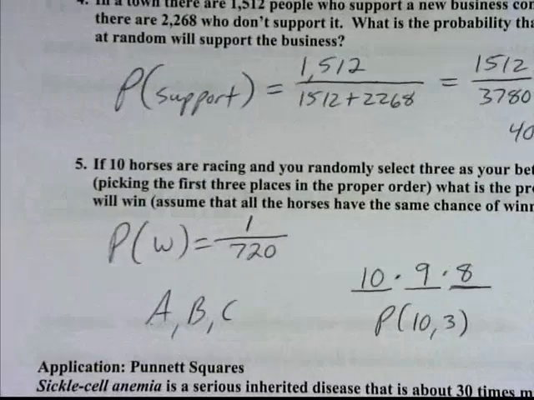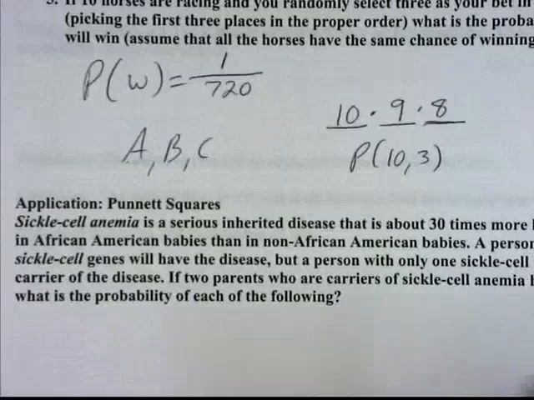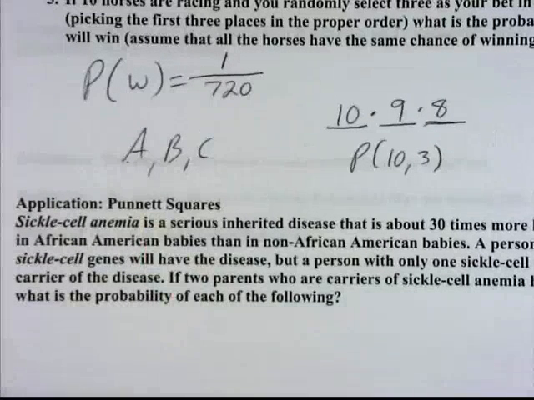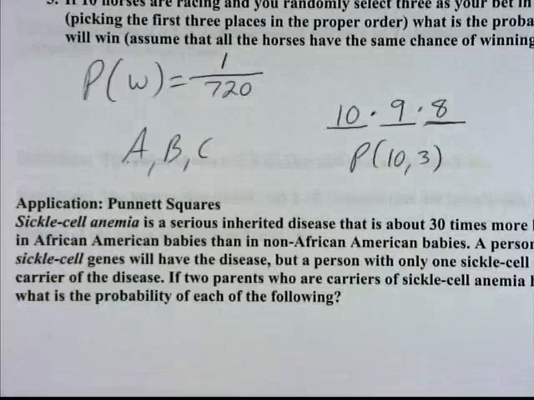Now our last example is one that you could see in a biology class if you took one. And it's something called Punnett squares, which is used when you're looking at genetics and those sort of things. And it says sickle cell anemia is a serious inherited disease that's about 30 times more likely to occur in African American babies than in non-African American babies. A person with 2 sickle cell genes will have the disease, but a person with only one sickle cell gene will just be a carrier of the disease.